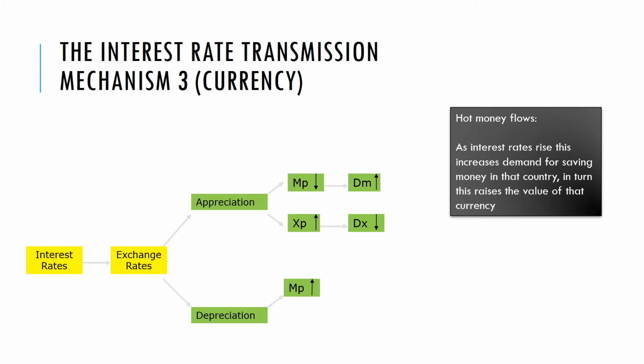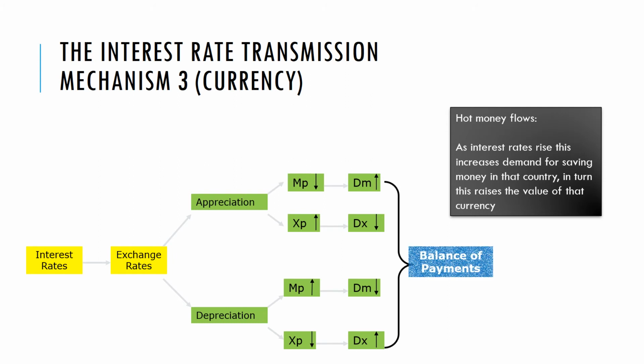If, however, there was a depreciation because interest rates went down, we would see the opposite: a weak pound, which makes imports more expensive, meaning we import less of them, and exports cheaper, meaning we export more. So here, this would have a positive effect on the balance of trade. So falling interest rates, weaker pound, positive impact on aggregate demand. So these changes in the balance of trade would ultimately have an effect on the balance of payments.